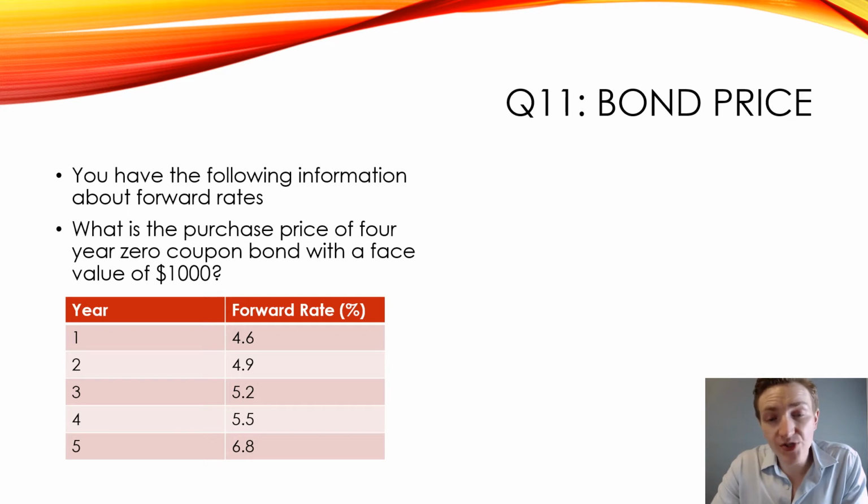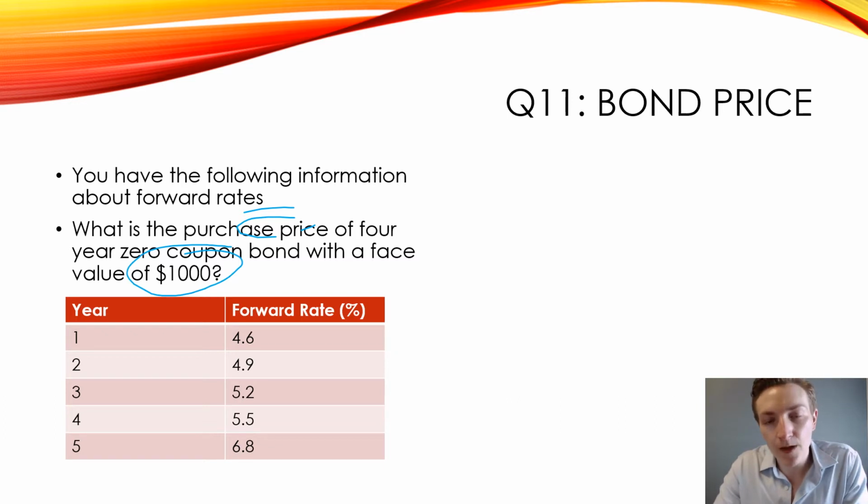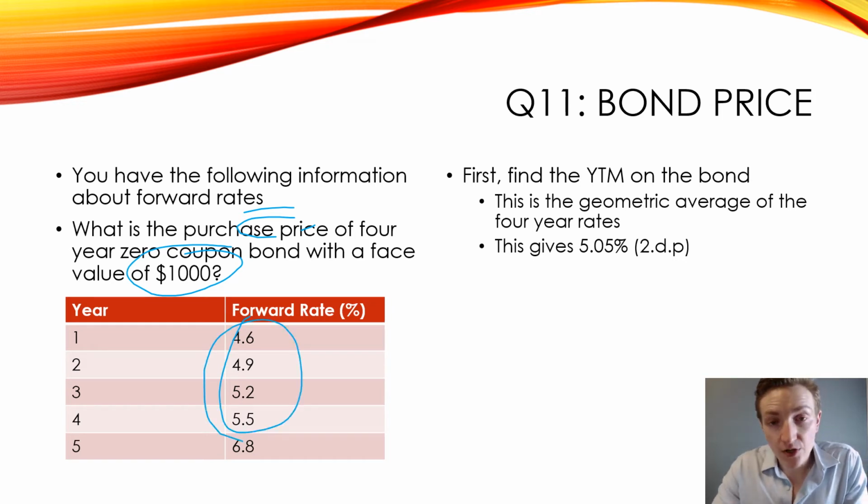Now, in terms of bond prices, we have a question about that here. So we have the following information about forward rates. You're basically asked, what is the purchase price of a 4-year zero coupon bond with a face value of 1,000? Again, we've got a couple of steps here. Our first step is we find the yield to maturity on a 4-year zero coupon bond. To do that, we get the geometric average of our 4-year forwards. So you multiply 1.046 by 1.049 by 1.052 by 1.055. Then take that all to the power of a quarter, and that would give you your geometric average. Subtract off 1, of course, after you've taken it to the power of a quarter. This would give you 5.05%, rounding to 2 decimal places.